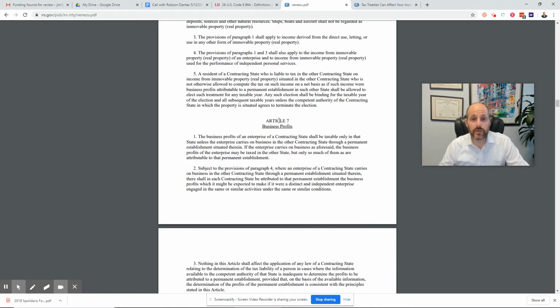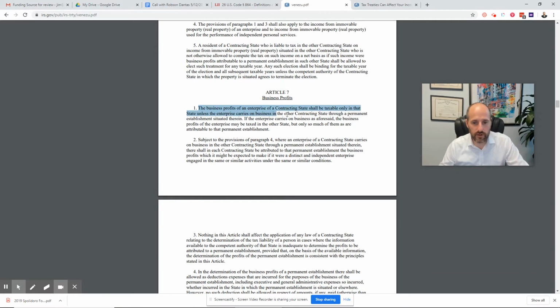Okay, Article 7, business profits. The business profits of an enterprise of a contracting state, and the tax treaties are written in a really confusing manner. They talk about a contracting state and the other contracting state throughout. It's because the treaties go both ways. The business profits of an enterprise of Venezuela shall be taxable only in that state unless the enterprise carries on business in the other contracting state, the United States, through a permanent establishment situated therein.